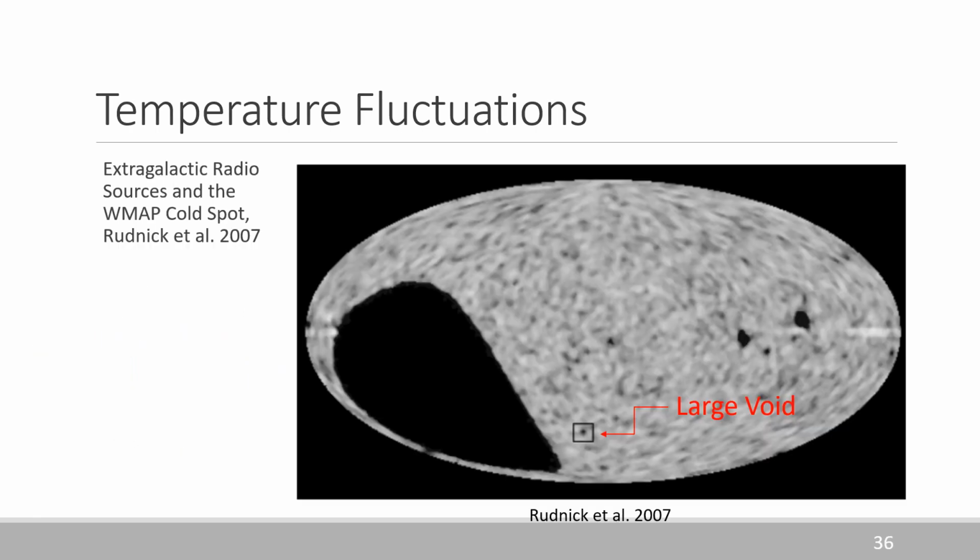He also makes the point that there are other papers out there supporting this idea that there's a link between CMB temperature fluctuations and structure in the universe. For example, he cites this paper here, Extragalactic Radio Sources and the WMAP Cold Spot by Rudnick in 2007. Here is an image from that paper. It's another map of the CMB in black and white. And here in this box at the bottom is a black dot. This is a cold spot in the CMB. And in this paper, this cold spot is linked to a large void in the universe. Just making the point that there are other papers out there supporting this idea that the CMB temperature fluctuations are linked to structures in the universe like clusters, superclusters, and voids.